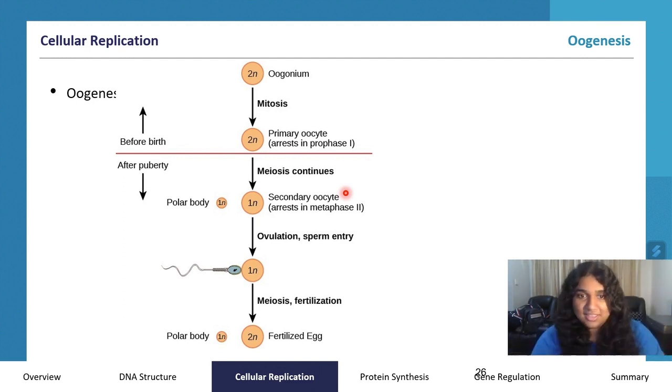One of the major differences between oogenesis and spermatogenesis is that spermatogenesis forms four sperm cells of identical size and structure with different genetics, whereas oogenesis forms one egg cell with unique size and structure and three smaller polar bodies, which then have to be discarded by the body.